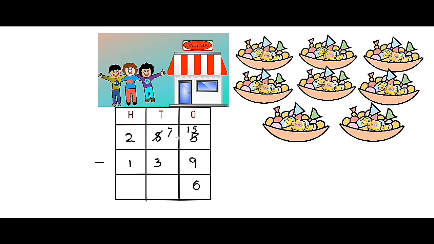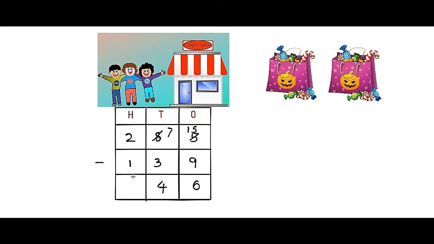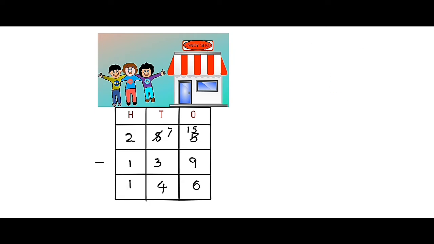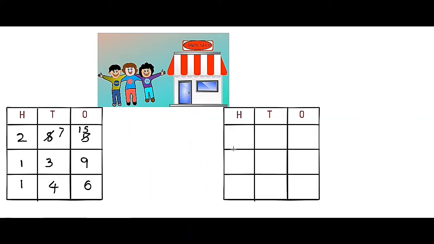Tens had 8 but gave 1. Now he has 7 bowls of candies and 3 customers. He gave them 3 bowls and had 4 bowls remaining with him. Hundreds had 2 bags and 1 customer. After giving 1 bag, he had 1 bag remaining with him. So friends, this is how 285 minus 139 gives us 146.